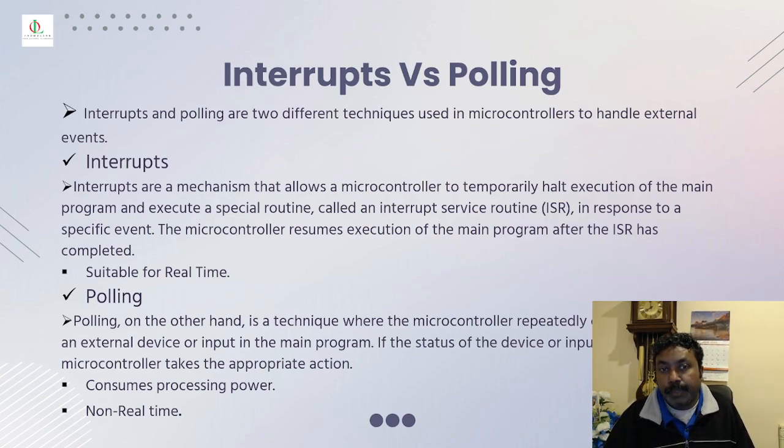With an interrupt, you can stop the program, go to the exception handler, finish that, and then come back. Whereas in polling, the processor doesn't know what's happening, so it has to keep checking the device for any changes. So it consumes a lot of power, and it's also not real time.